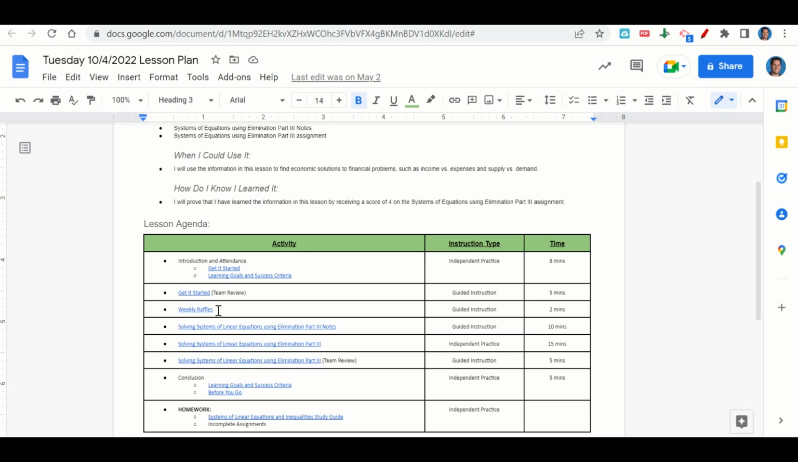At the end of class, we'll go back over our learning goals and success criteria while you fill out your before you go. Your only homework for tonight is to continue working on the systems of linear equations and inequality study guide and any incomplete assignments that you may have.